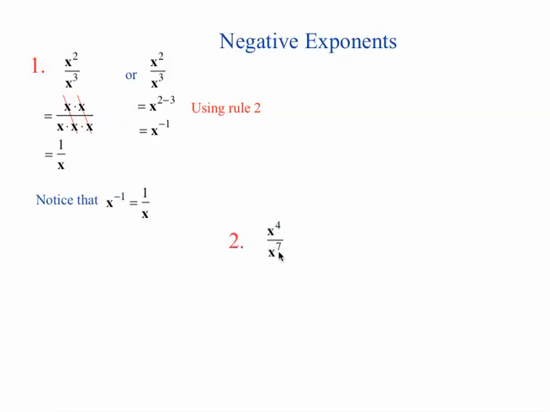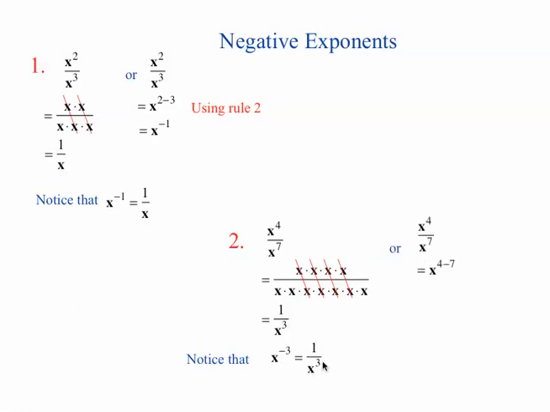Here's example number 2, x to the 4 divided by x to the 7, which once we do all our canceling, we end up with 1 over x to the 3. And if we used our rule number 2 and subtracted the exponents, 4 take away 7, which kind of goes against the grain here, since normally you would do 7 take away 4 and get 1 over x to the 3, but if you did 4 take away 7, you get x to the negative 3. This shows that x to the negative 3 is the same as 1 over x to the 3, using rule number 2.